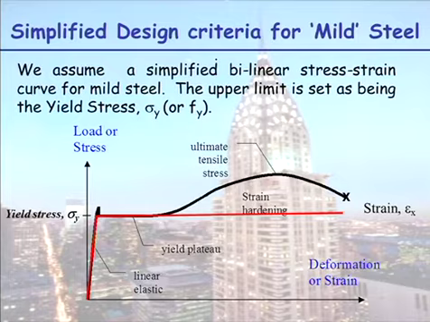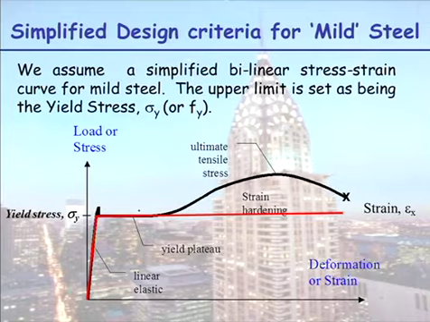Reality is far more complicated. So we are coming up with simple mathematical design models that are not 100% correct. But they are good enough most of the time. When I say good enough, they're efficient, they're getting our answers right within 90–95%, so we're happy with that. So we assume a simplified bilinear stress-strain curve for mild steel, these two red lines here.